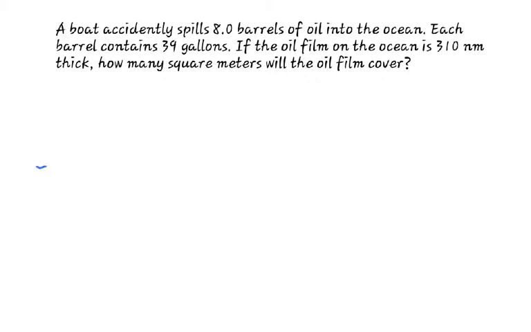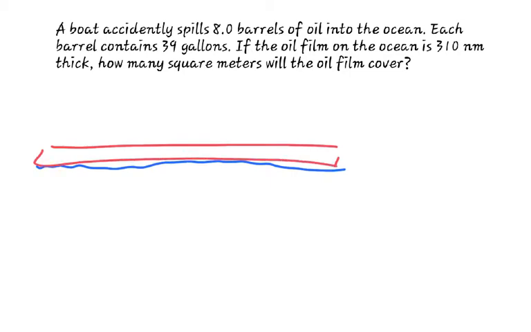Alright, so you have the ocean, and you have the spill of the oil on top of the ocean. Even though it's really hard to imagine, that spill is actually a three-dimensional object. It spreads out over a certain width, it spreads out over a certain length, but then also it spreads out over a certain height. That height that spreads out, although it's very, very small, is what they mean when they say that it has a thickness of 310 nanometers. We'll get to that part later when we get to that part of the problem. For now, let's start with what we're given.